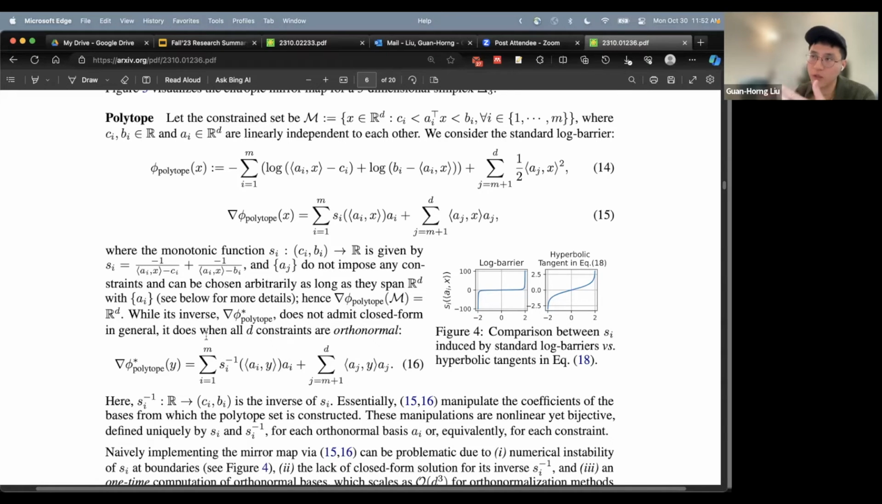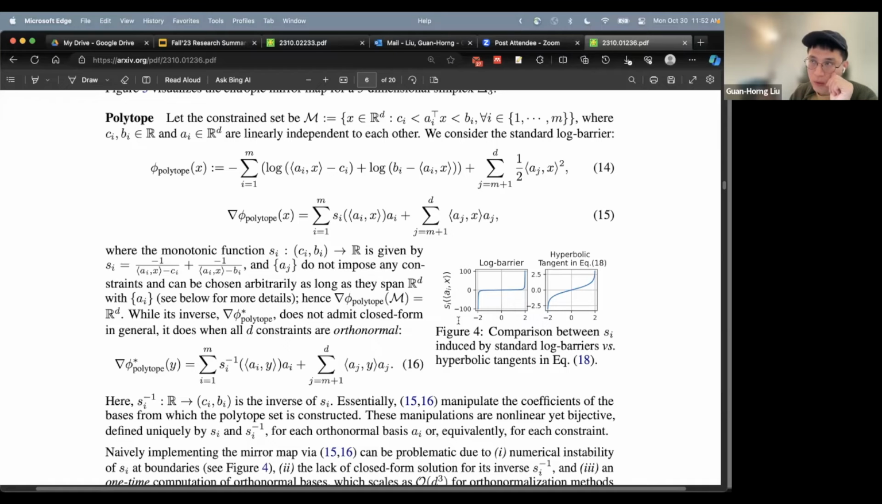The first thing that we did is that the inverse is kind of tractable if we make all the constraint normal vectors orthonormal. If all the normal vectors are orthonormal, then you can write something like equation 16, where the only thing that remains unknown is this S_i inverse. The inverse of S_i is shown in figure 4. On the left of figure 4, this is the mapping between primal and dual for the log barrier, which is the function S here.